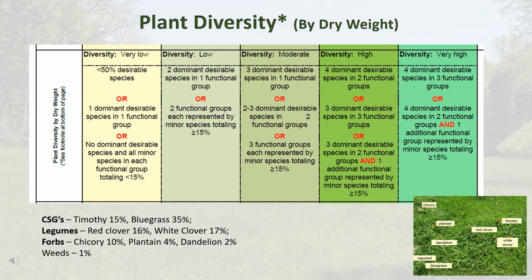Also, there are 3 functional groups being represented, including cool season grasses, legumes, and forbs. The forbs are chicory, plantain, and dandelion, which add up to at least 15%, so we can count them as a functional group. Because of this, the pasture has 3 functional groups, 4 dominant desirable species present, and so it's rated as a 5.